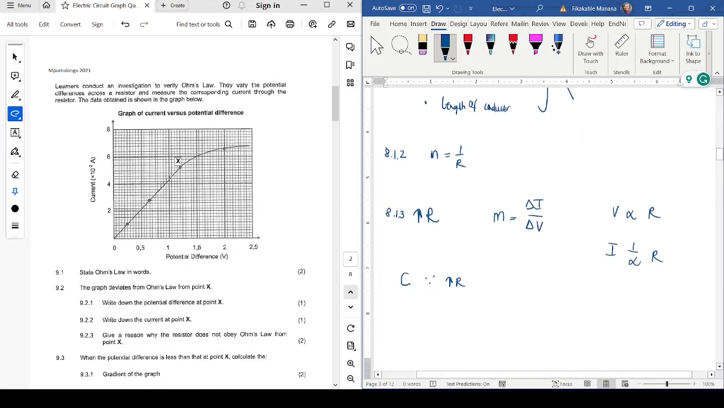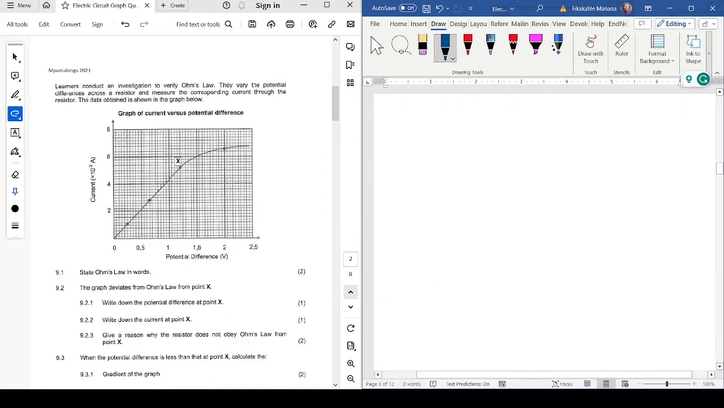Now let's look at what Mpumalanga had. It says learners conduct an investigation to verify Ohm's law. Remember Ohm's law? And this is now question 9. Ohm's law says that resistance is voltage over current. Now, they vary the potential differences across a resistor and measure the corresponding current through the resistor. The data obtained is shown in the graph below.